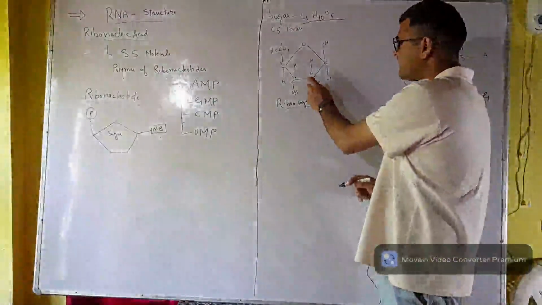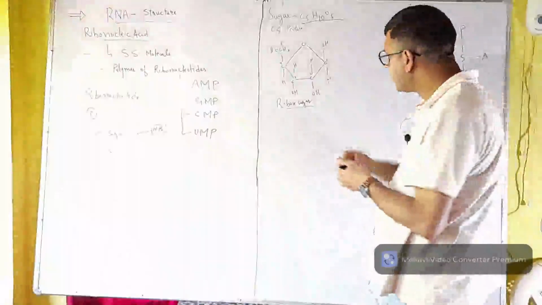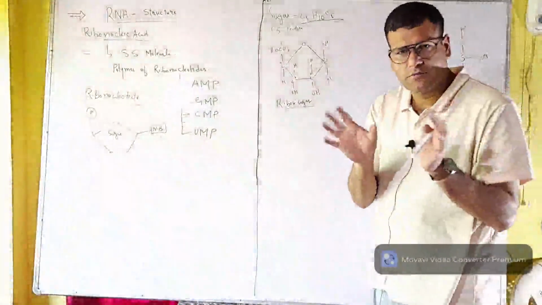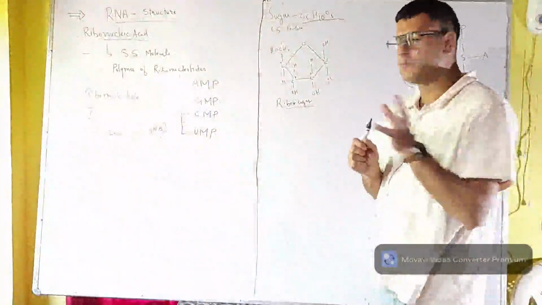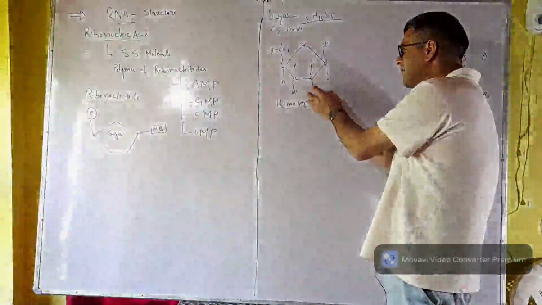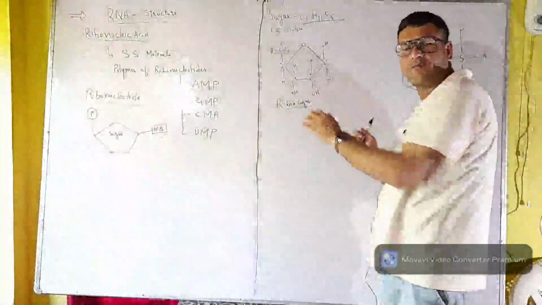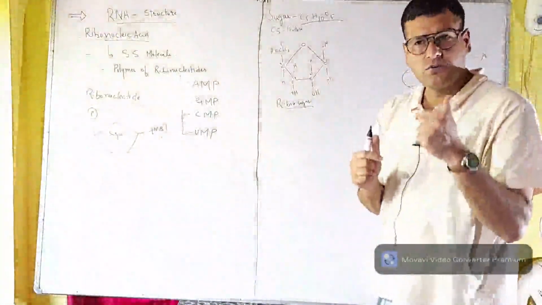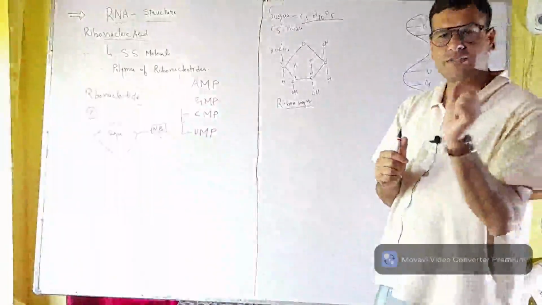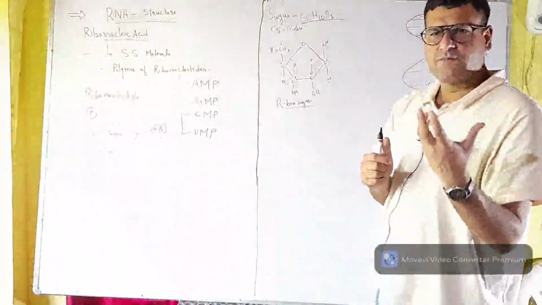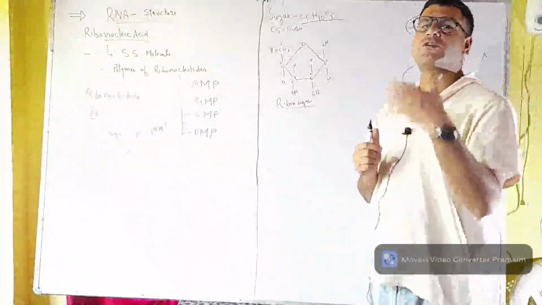There is a basic difference between DNA and RNA: DNA has the deoxyribose sugar. What is that deoxyribose sugar? In DNA, this oxygen is absent. So sometimes we say that DNA has 2-deoxyribose sugar. That means at the carbon second of the DNA, oxygen has been removed. So we call it 2-deoxyribose sugar.